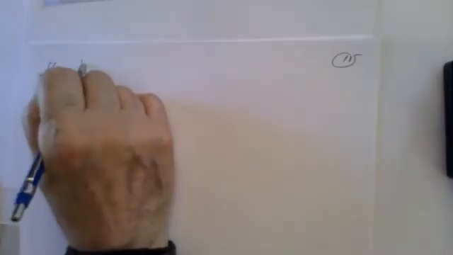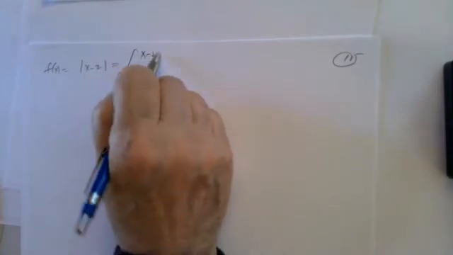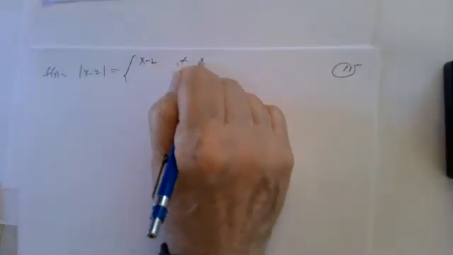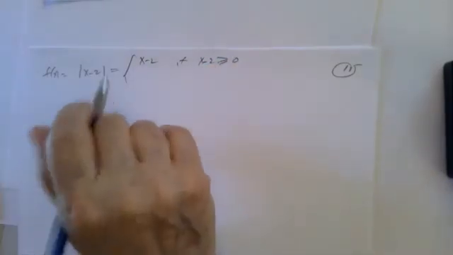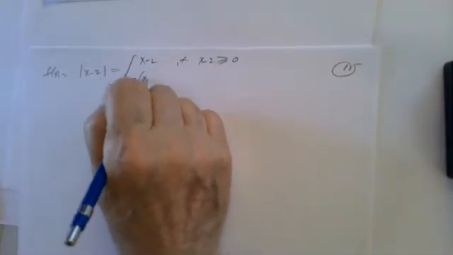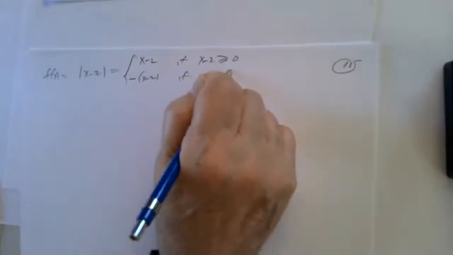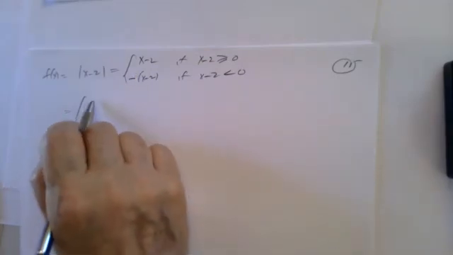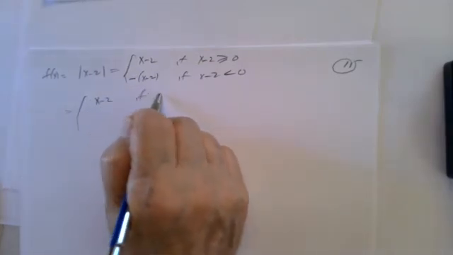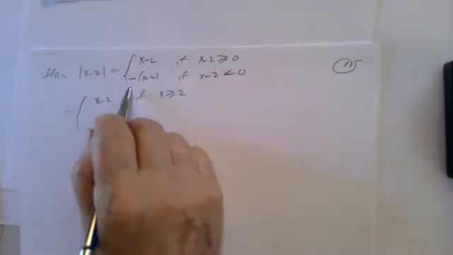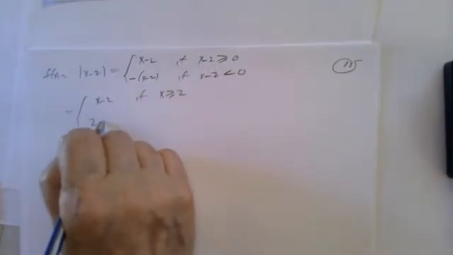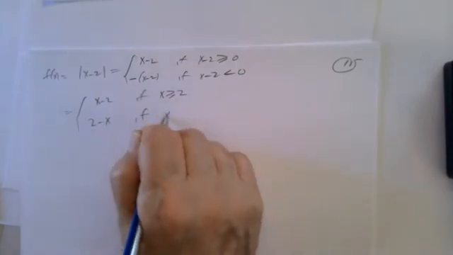So here's a nice example. f of x is the absolute value of x minus 2. So you remember the meaning of absolute value. This is x minus 2 if x minus 2 is greater than or equal to 0, and it's minus the quantity x minus 2 if x minus 2 is negative. So this also can be written as x minus 2 if x is greater than 2, and minus x minus 2, which is 2 minus x, if x is less than 2.